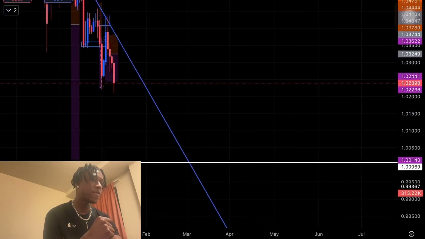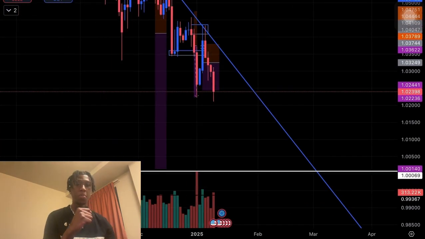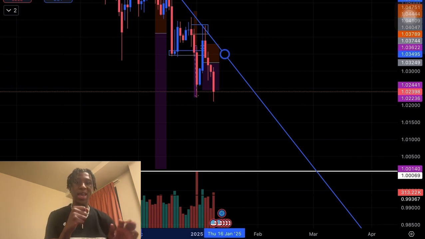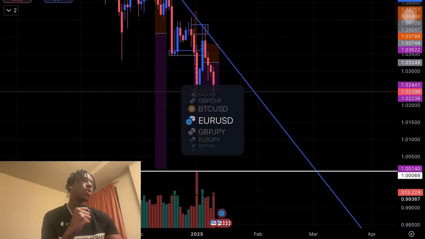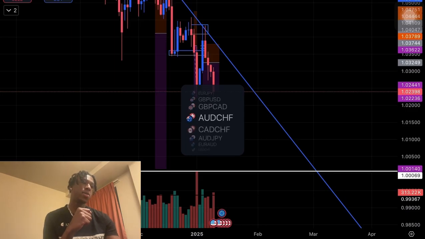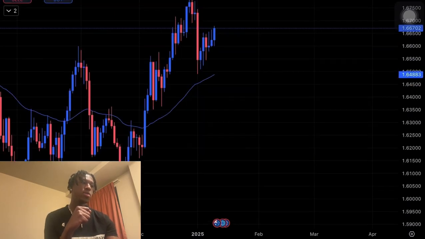So that's everything for EUR USD. I'm hoping to get a push to the blue line. Once I get a blue line, I see how it reacts from there, and then we'll push down further. So we are sells, we are bearish on EUR USD. The next pair that I want to talk about is the EUR AUD.